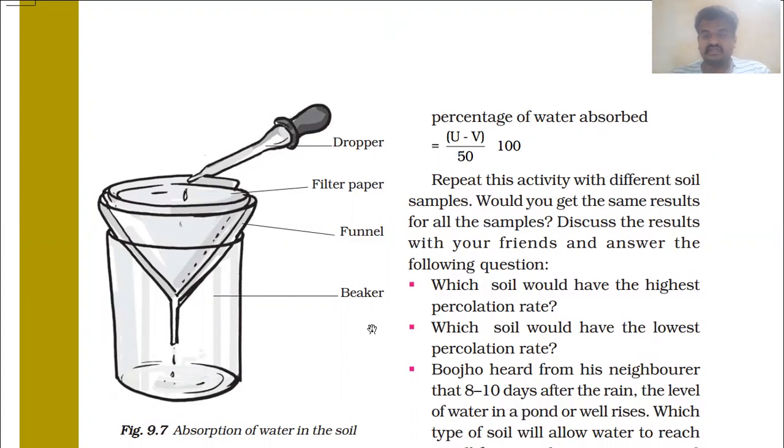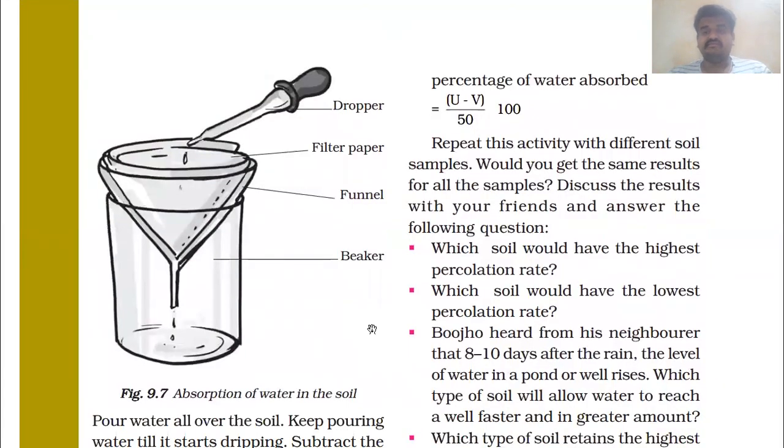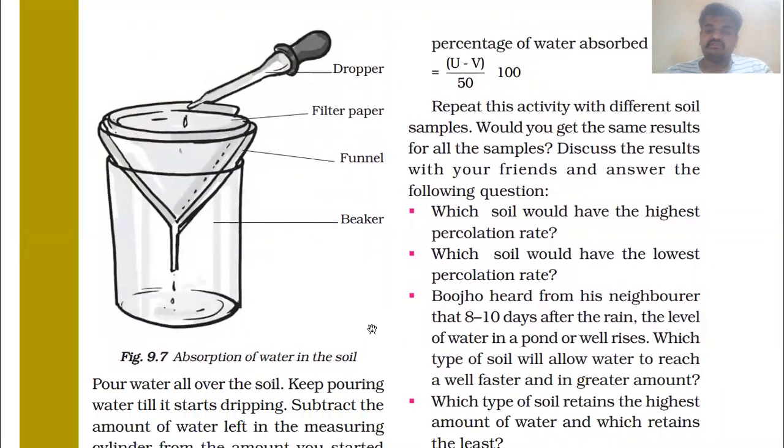If you have taken the sample from the park, then it will have more absorption, it can absorb more water. But if let's say sandy soil is there, then it cannot absorb more water. So you can see this type of differences. Which soil would have the highest percolation rate? Which soil would have the lowest percolation rate?